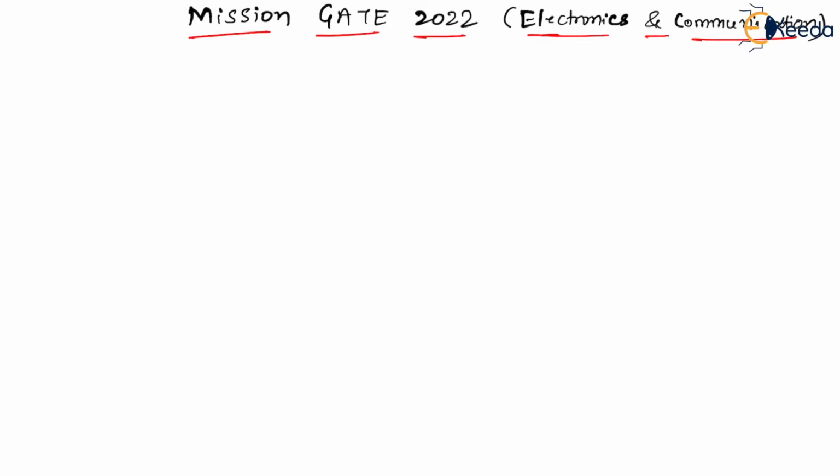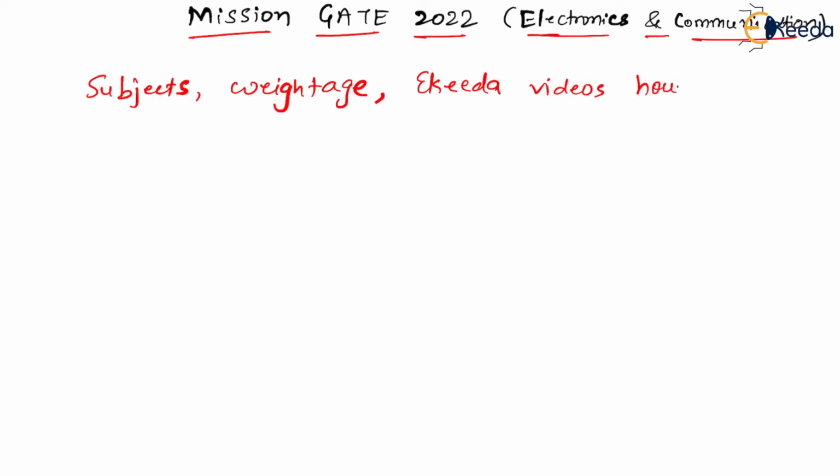Yes, so now speaking about Mission GATE 2022 for Electronics and Communication branch, let us see. The first thing which we are going to discuss is about the subjects. Then we will talk about their weightage in exams. Then we will be talking about our Ekeeda video hours, in the sense how much time you will require to complete our Ekeeda videos and to learn the subject in a proper way. So let us start with the subject names and their weightage in the exams, and then we will start with the schedule.